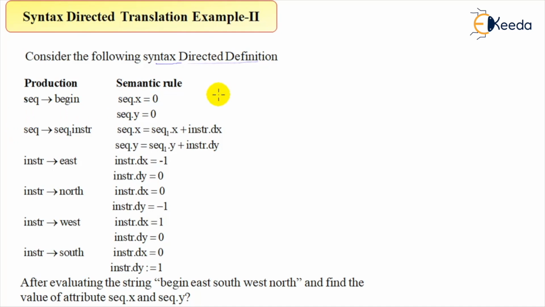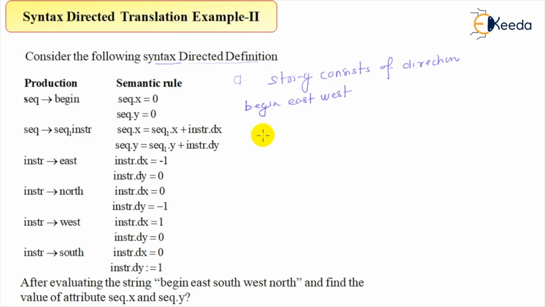So here, this is a grammar, and this grammar can derive a string that consists of directions. For example, I can derive a string begin and, suppose, east and west.